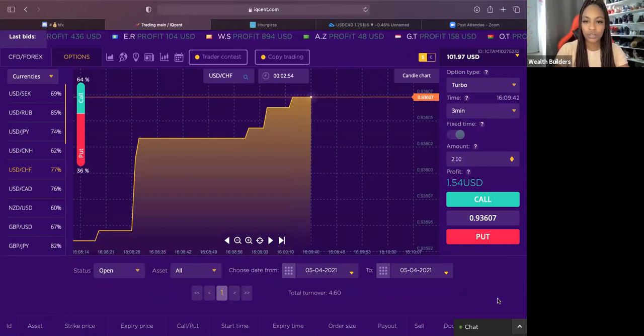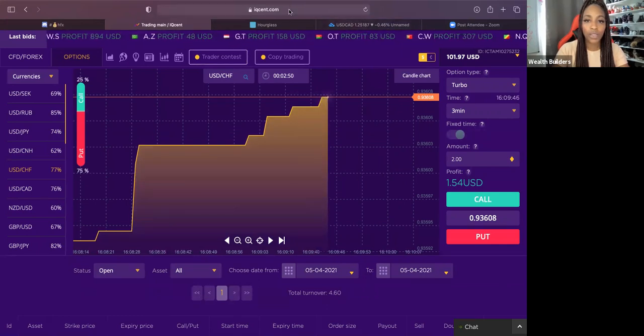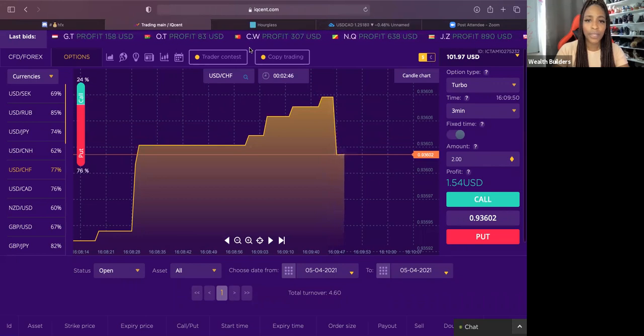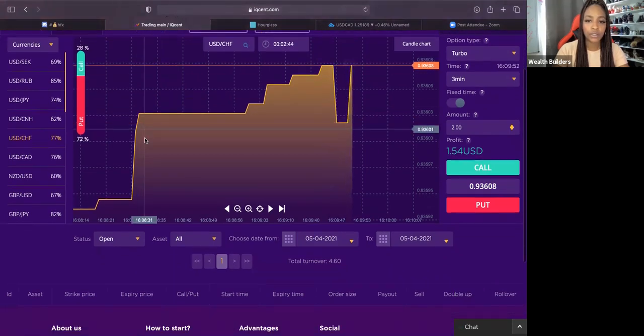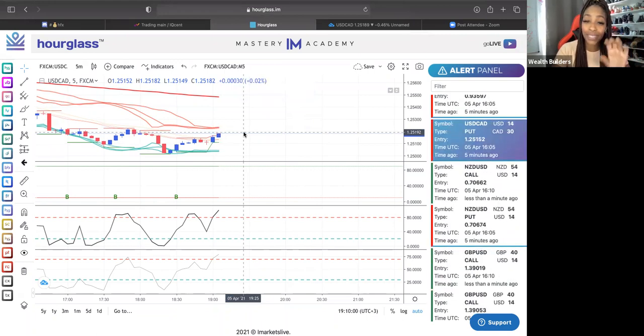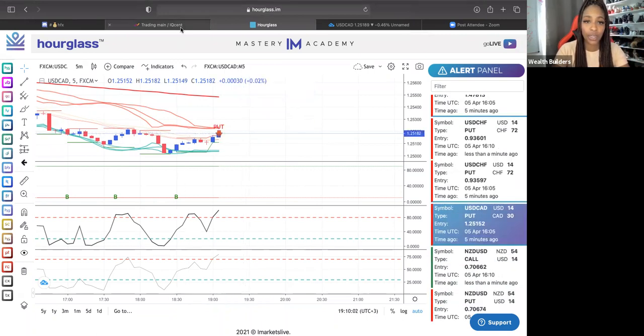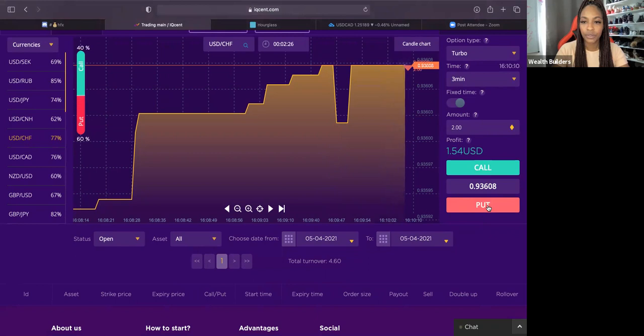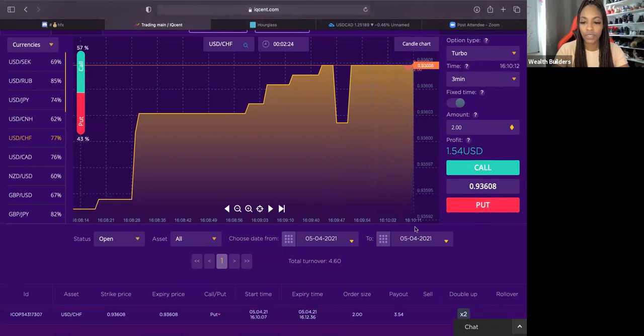Let's do $2. USD CHF. And what we're waiting for, you guys, is, oops, it's already dropping on us. No. Okay, I'm back. That's good. All right, Hourglass, 4 seconds. We want to put, okay? So MACD is seeing a strong buy, but the lines aren't through. So did it give us another put? Yeah, it did. Okay, let's go in. 3 minutes. It gave it to us.